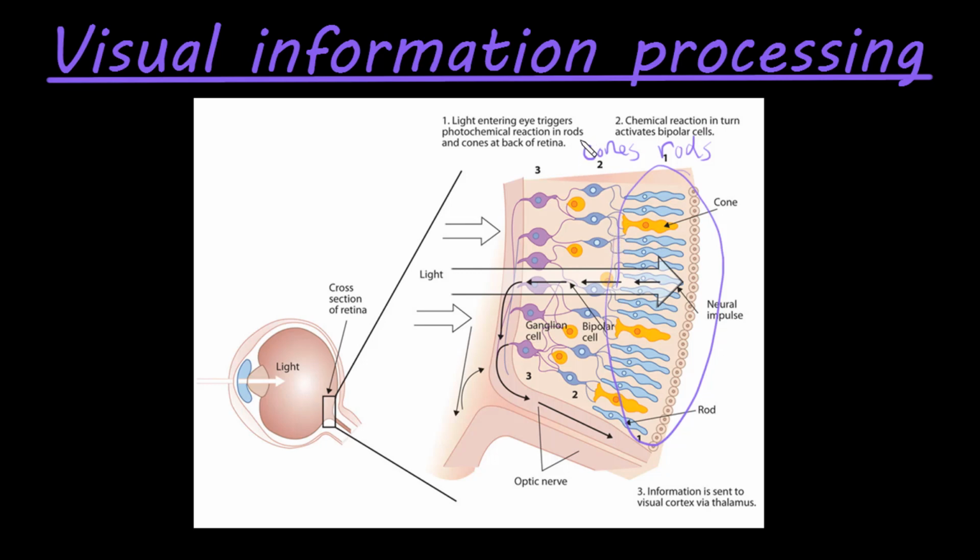Now remember, cones are responsible and sensitive in bright light, so when we're looking at fine detail, and also for color vision. So bright light and color vision is what cones are responsible for, and rods are responsible for low light conditions, and that's when they're most sensitive. So there are a lot more rods than cones, as we can tell from this diagram, in our retina. But anyway, the light is going to hit our retina and go to those rods and cones.